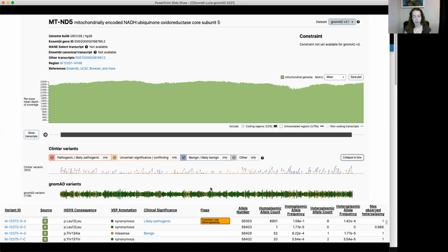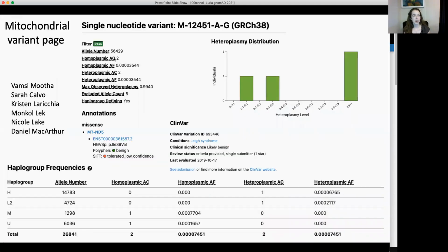Same kind of idea here. You can click on any of these variants. As I click on one variant, I can see again all the data I just told you about from the table, the ClinVar information. I can see the heteroplasmy level for this variant that is seen in a handful of individuals, 2 homoplasmic and 2 heteroplasmic. Then I can come down to this table and see the mitochondrial haplogroup and where these are seen. They are seen homoplasmic in an individual with M and an individual with the U haplogroup, and they are heteroplasmic in an individual with the H and an individual with the L2 haplogroup. So we hope this data will be very helpful.